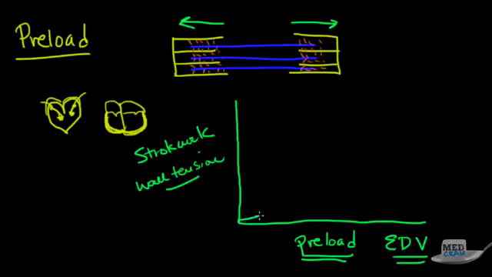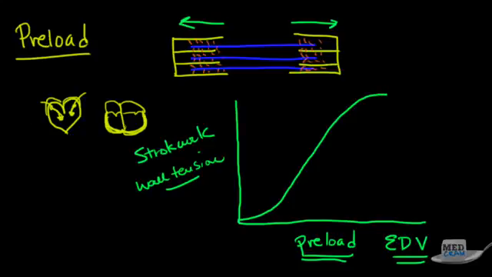If this is what we have, you can imagine that as preload goes up, the stroke work is also going to go up. It almost looks like a hemoglobin binding curve, but it's not quite. And you can imagine that there's a point upon which if you stretch something so much, you're not going to get anything more out of it. And that's kind of the way it goes.